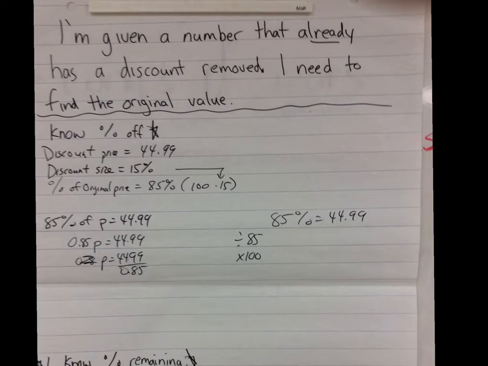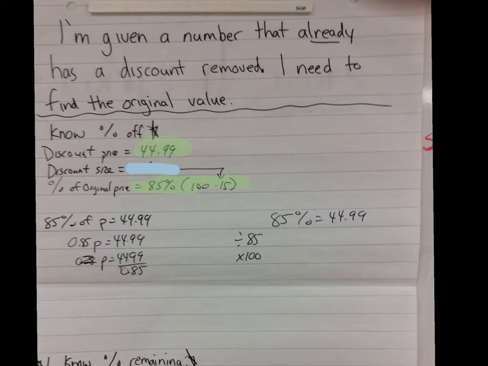So let's look at the example that we had the other day. We knew that there was a sale, and we knew that the sale was for 15% off, which we have right here. So what we need to be thinking now is, I started at 100%, that's what my price would have started at. If I have 15% taken off, what do I have left? And so I would do 100 minus 15, and I would end up with 85%. So I would know that $44.99 is 85% of the original price.